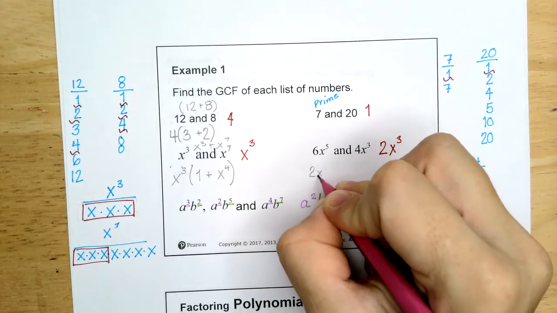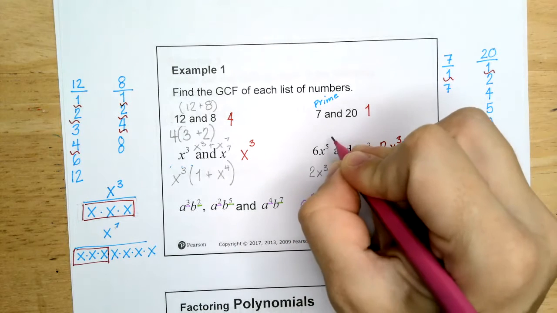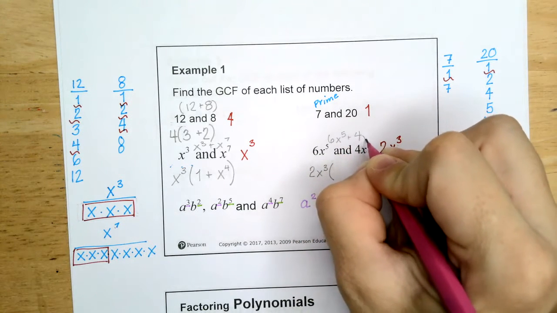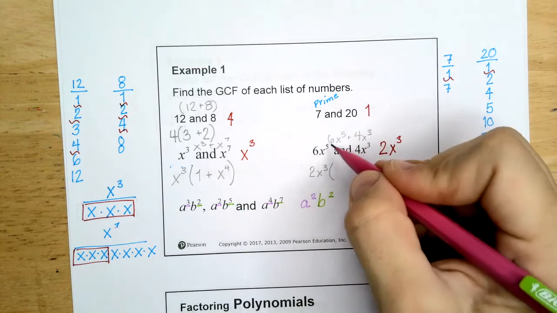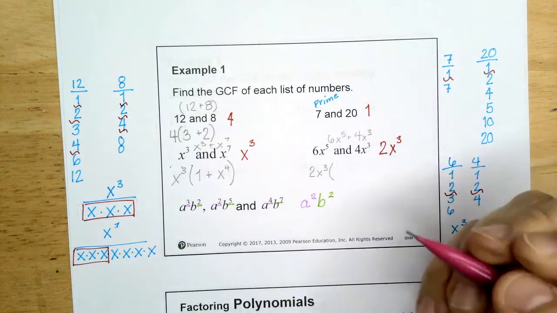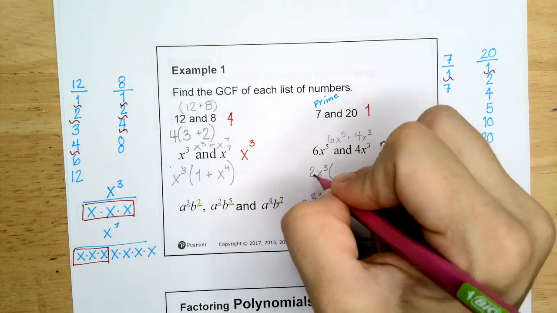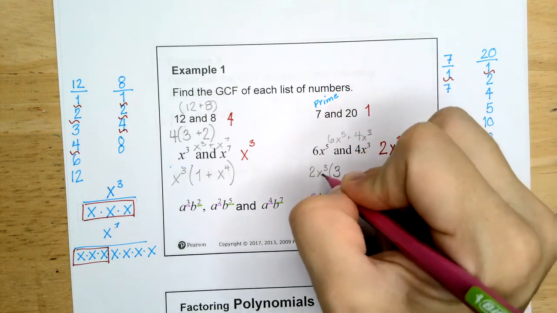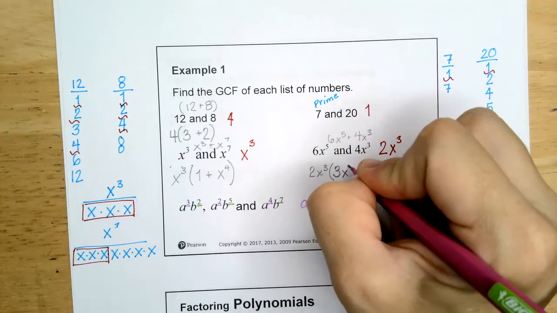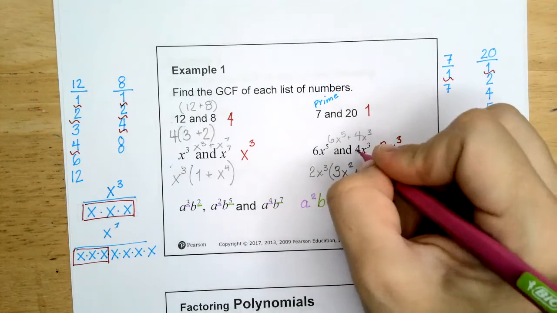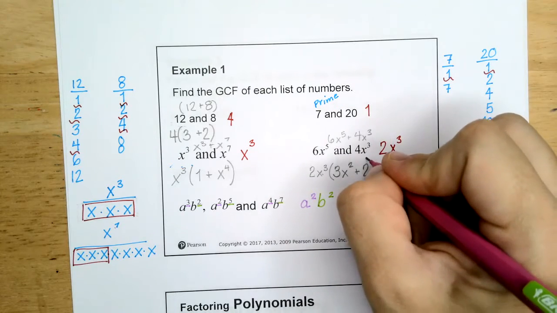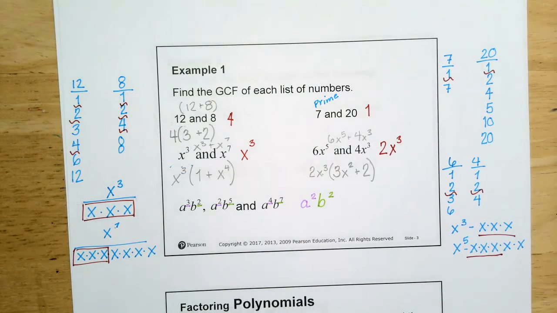So 2x to the third, and it used to be 6x to the fifth plus 4x to the third, right? Now 6x to the fifth divided by 2x to the third, 6 divided by 2 is 3. x to the fifth divided by x to the third is x squared, right? 4 divided by 2 is 2. x to the third divided by x to the third is just 1, right?